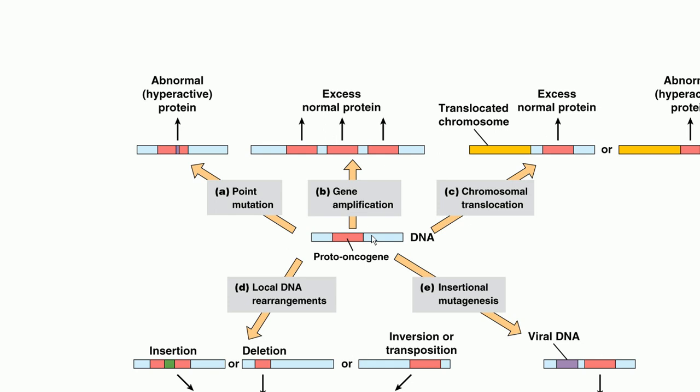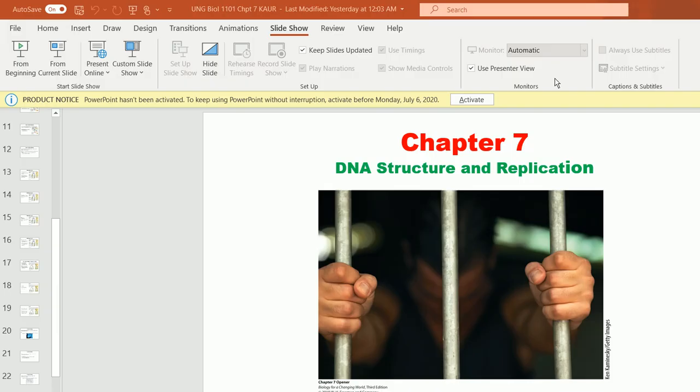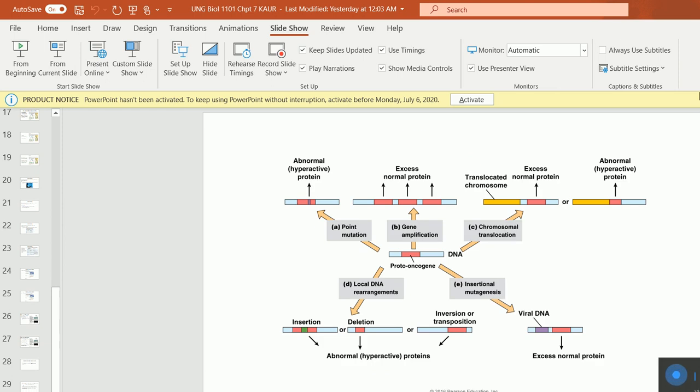Because of all these events taking place in the DNA, it can result in the production of protein in excess amounts. It can result in the overexpression of the proteins, or it can result in the formation of abnormal hyperactive proteins. So this is the crux of this chapter.